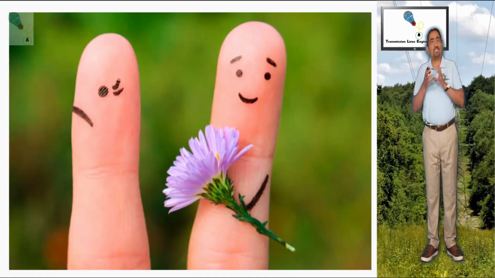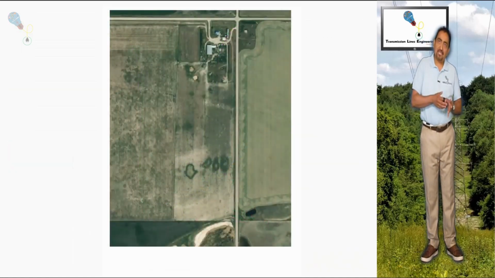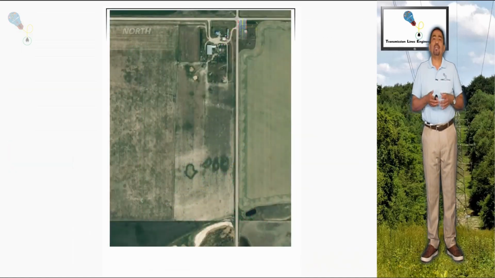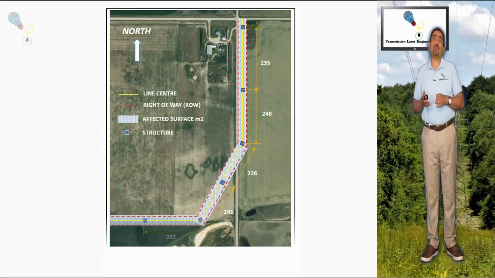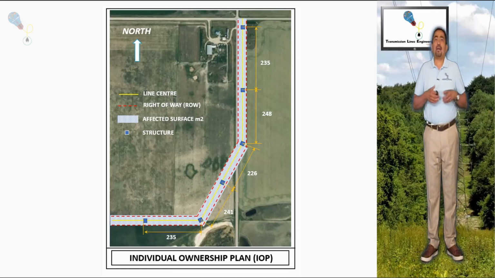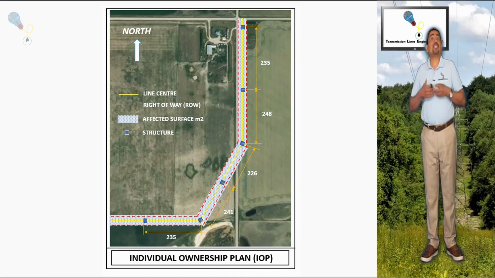Generally, affectation drawings or IOPs, individual ownership plans, are generated to show the landowner exactly where the structure will be located, how much surface of their property will be affected, and an explanation of the construction process.